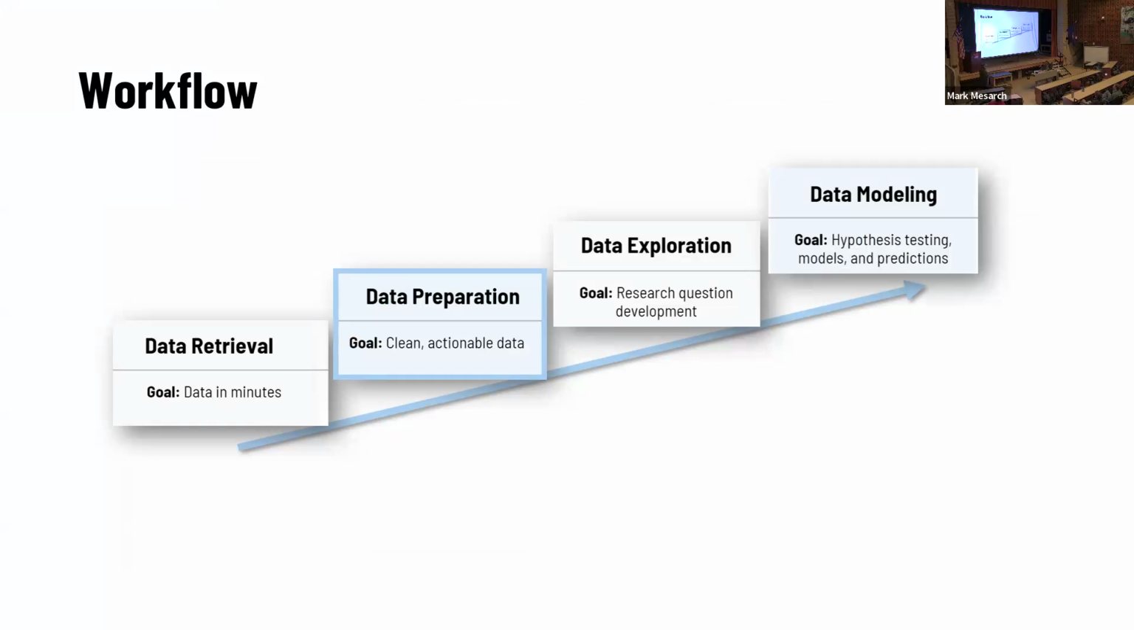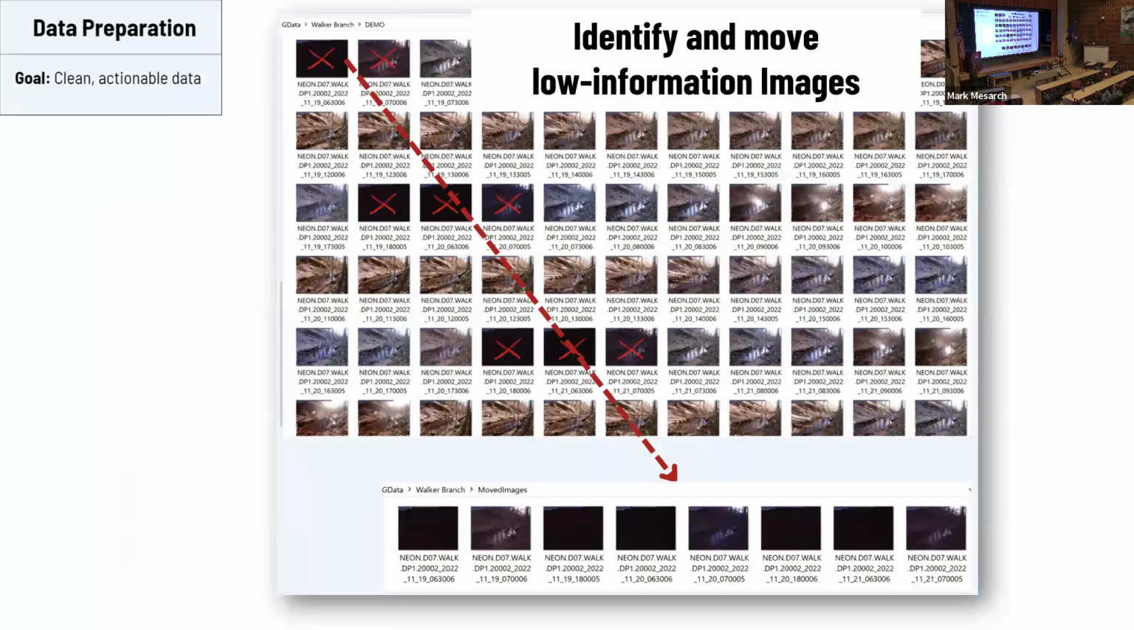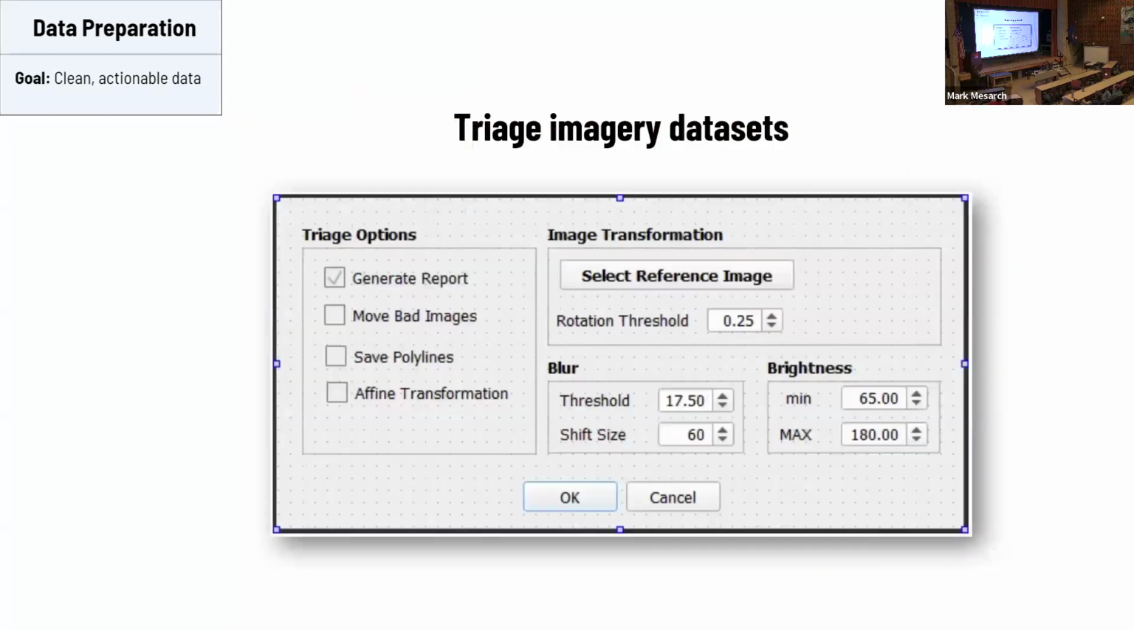So you want clean, actionable data. An example of that is right here, where a lot of times you're going to have imagery that is maybe too dark, too bright, too blurry. A number of reasons that the images could be kind of low information. So you may want to remove those from your data set. And we always want to put them somewhere else so we still have them, and not just delete them. But importantly, we have a way to track all that, so we can document that.